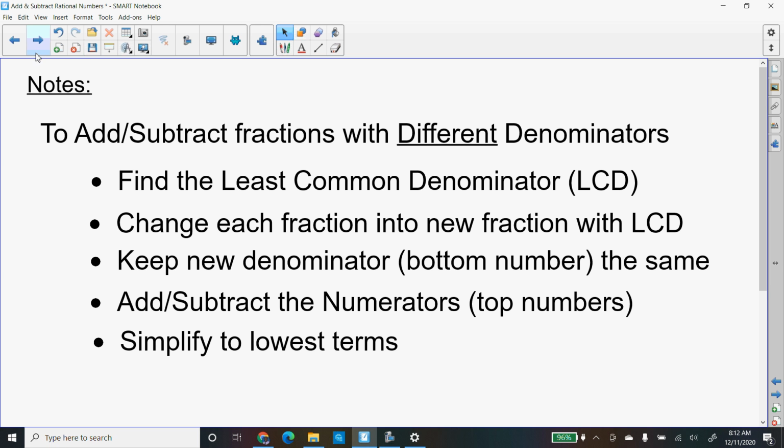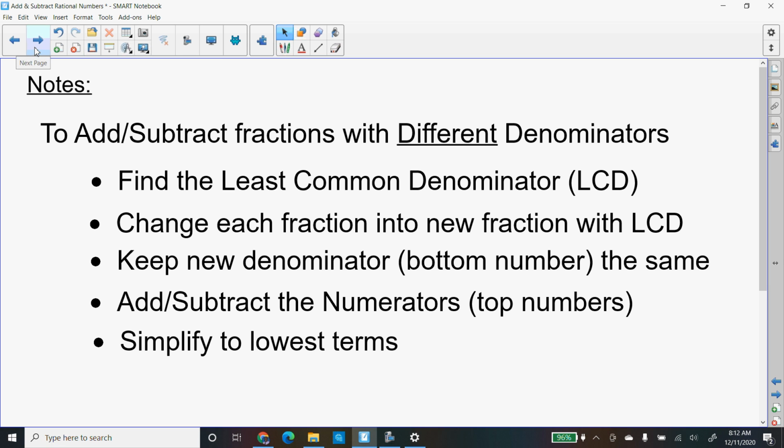All right. So here's some tips and notes that you should know about adding or subtracting fractions with different denominators. First thing you should find is the least common denominator, LCD. Change each fraction to a new fraction with the LCD. Keep the new denominator, which is the bottom number, the same, add or subtract the numerators, which is the top numbers. Simplify to the lowest terms, if possible.